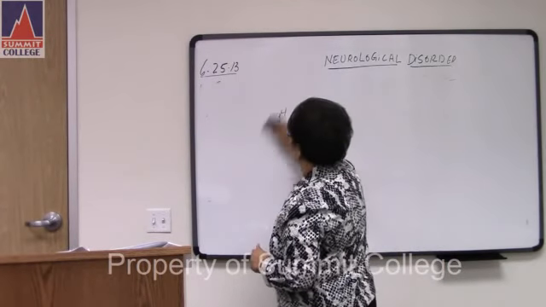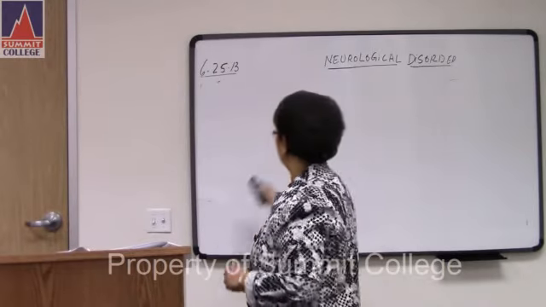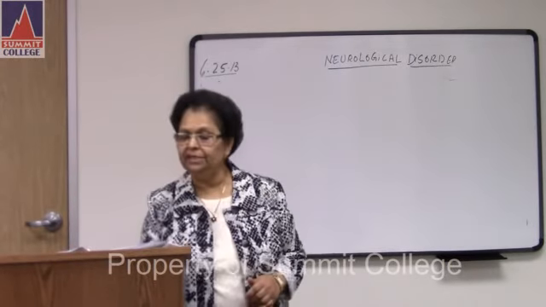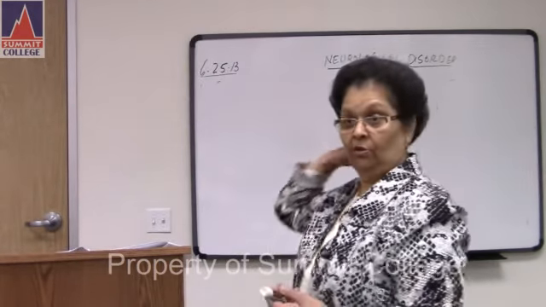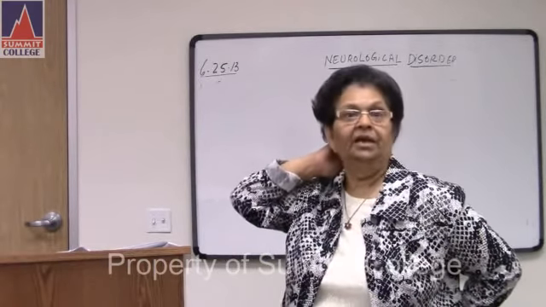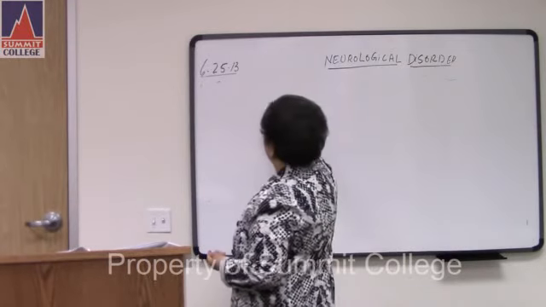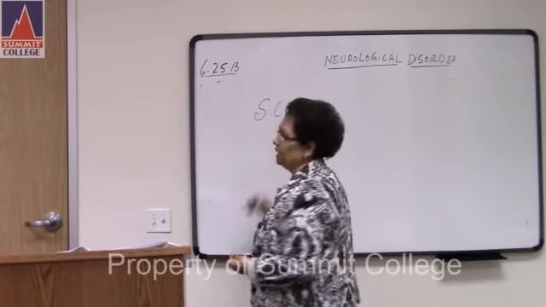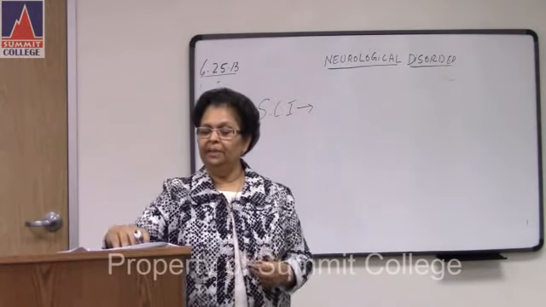Next, we will move on to spinal cord injury. When a patient has a spinal cord injury, where is the spinal cord? We all know it runs from the neck to the tail right here. The question says the patient has a spinal cord injury. What do you do for your patient?